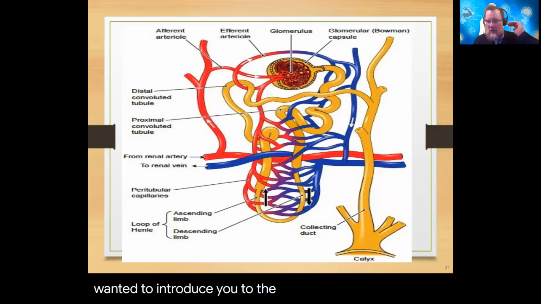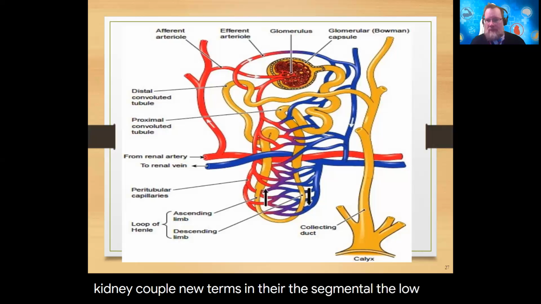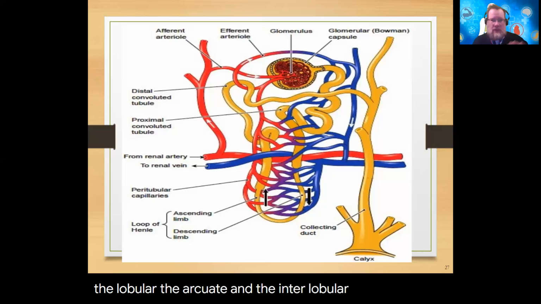The four main structures: the kidneys, ureters, bladder, and urethra. And then I wanted to introduce you to kind of the gross anatomy of the kidney in its section. So looking at the cortex and the medulla, and then we looked at the pyramids and the calyces and the renal pelvis. Okay. And the renal columns. Then we looked a little bit at the vascularization of the kidney. A couple new terms in there: the segmental, the lobar, the lobular, the arcuate, and the interlobular. Okay, so we looked at some of those. And then we touched on a little bit of the structural aspects of the accessories. So the ureters, bladder, and urethra.